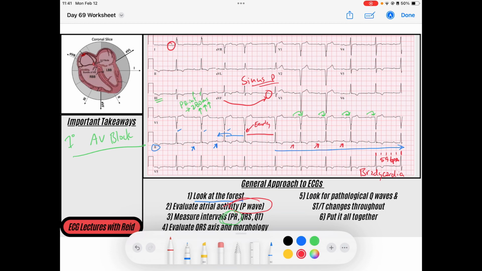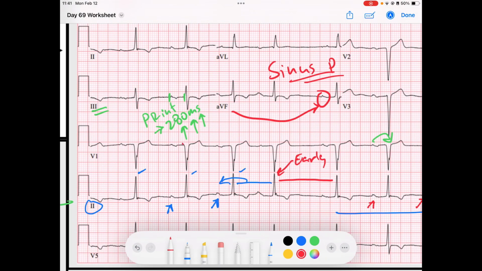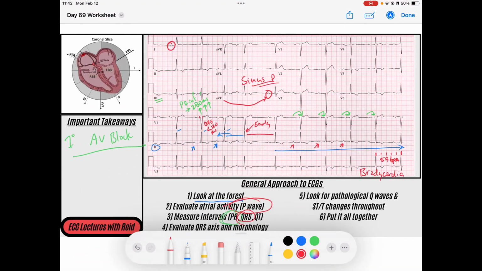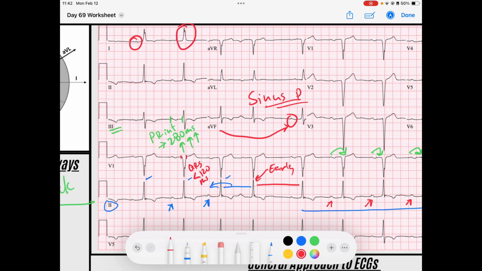Let's look at our QRS, right? Our QRS complexes here, we've got what appears to be a narrow QRS. Our QRS here is less than or just around 120 milliseconds, so I would say that's still narrow, which makes me think it's taking the normal conduction system. My QRS axis is upright in lead 1.